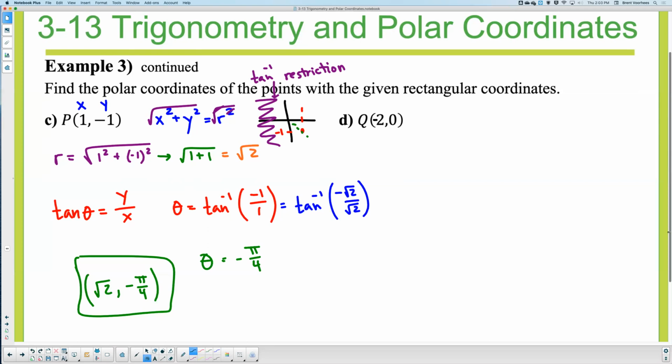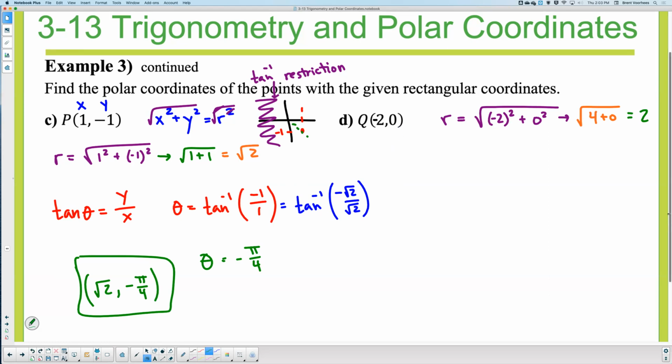Okay, let's walk through it again. What is the formula to get our r? The square root of x squared, so negative 2 squared, plus y squared, 0 squared. Which means negative 2 squared is 4, 0 squared is 0. And what is the square root of 4? 2. We have an r value of 2 this time.